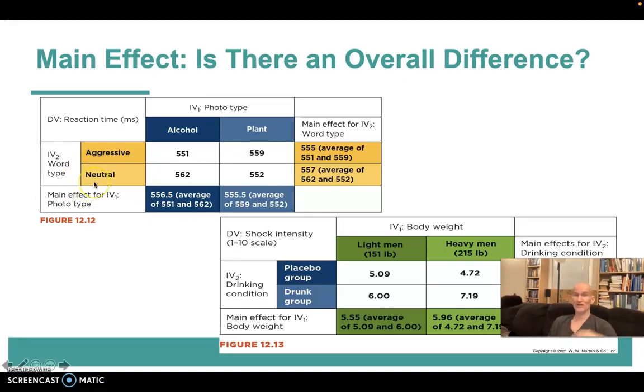If we wanted to look at the overall effect of word type on reaction time, we would average across these 2 cells to get this one, and these 2 cells to get this one, right? So the main effect of word type would be this difference. Once again, you can see that that's not a huge difference, 2 milliseconds, right? So there's no statistically significant main effect of word type on reaction time.